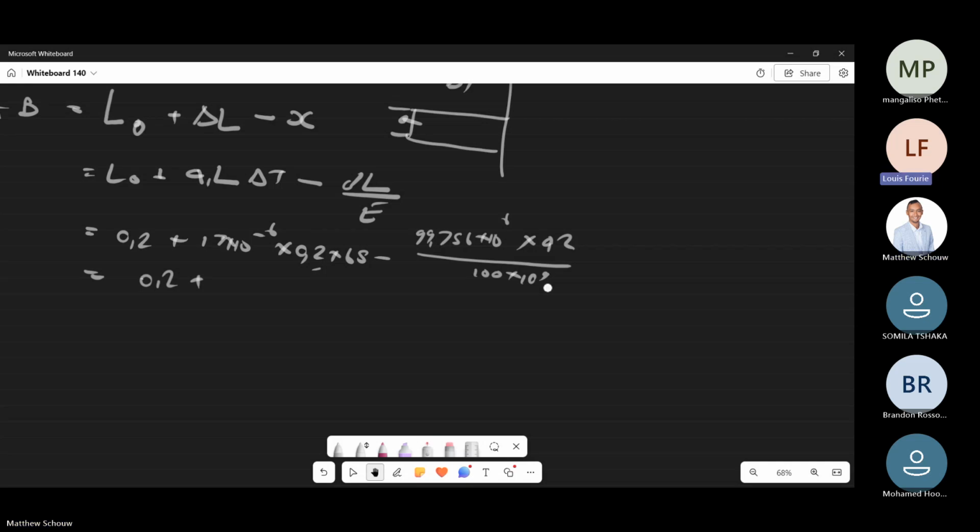I don't know if I'm right. I got 0.221 times 10 to the power minus 3. This one? Yeah, for this one. So what's it? 0.221 times 10 to the power minus 3. Sure. And then the other one I got, what is it now? 0.1995 times 10 to the power minus 3.